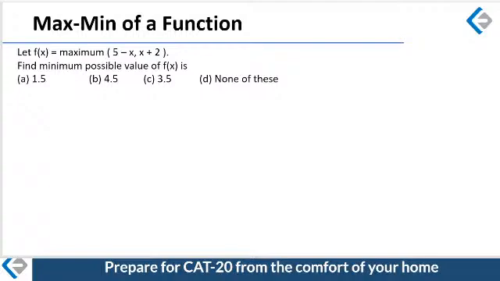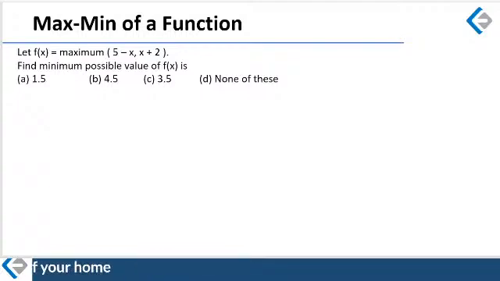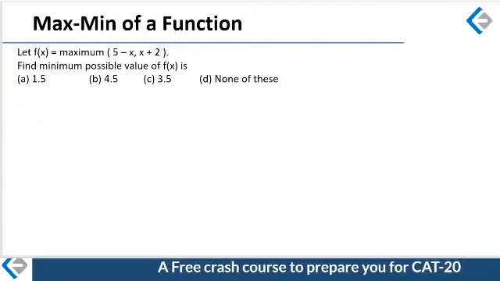Two types of functions you will get in maxima minima. One, you will get linear functions. Last topic, guys, last topic. Because of want of time, I will not be taking up the graphs.